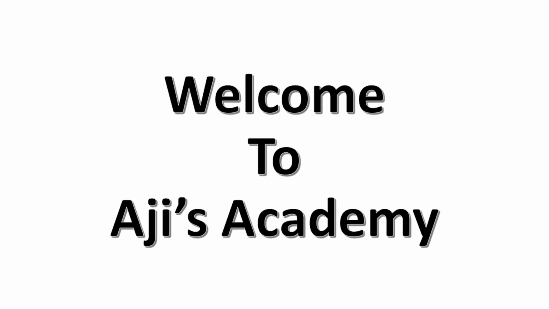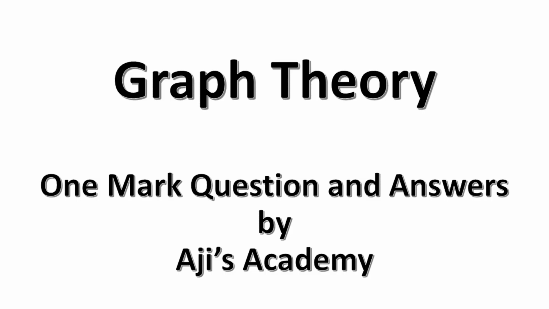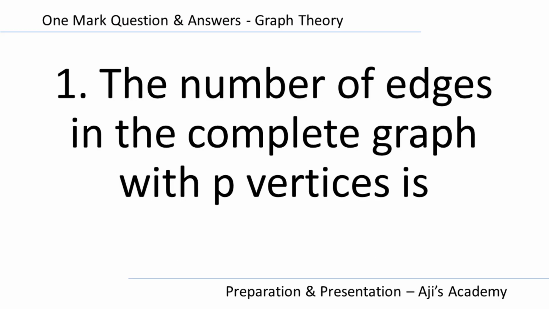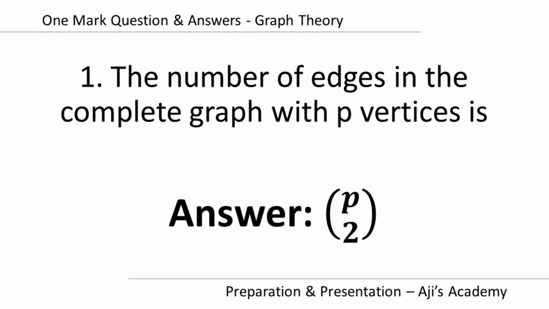Today we are going to learn about multiple choice questions in graph theory. Question number 1. The number of edges in the complete graph with p vertices. We know in a complete graph any two vertices can be adjacent. The answer is pC2. Therefore, the number of edges in the complete graph with p vertices is pC2.